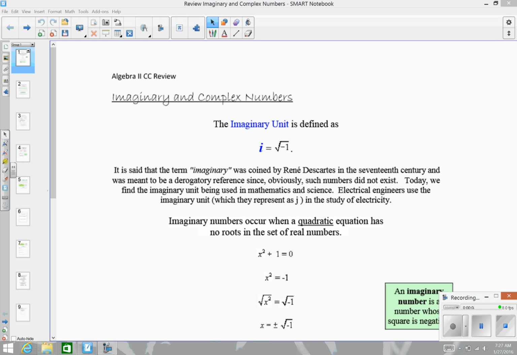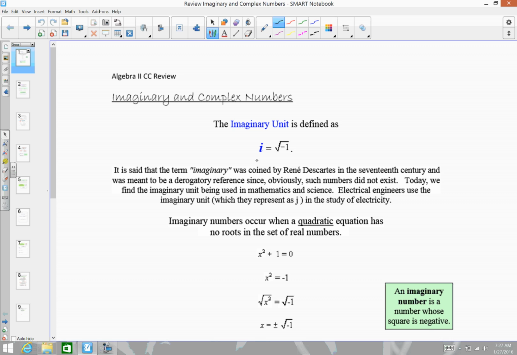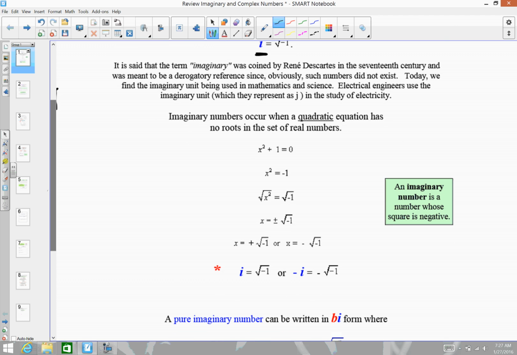Hello everybody, this is a review for imaginary and complex numbers. You need to remember for this that we use the symbol I to represent the square root of -1. There's an example here for you. You can go ahead and read it through.